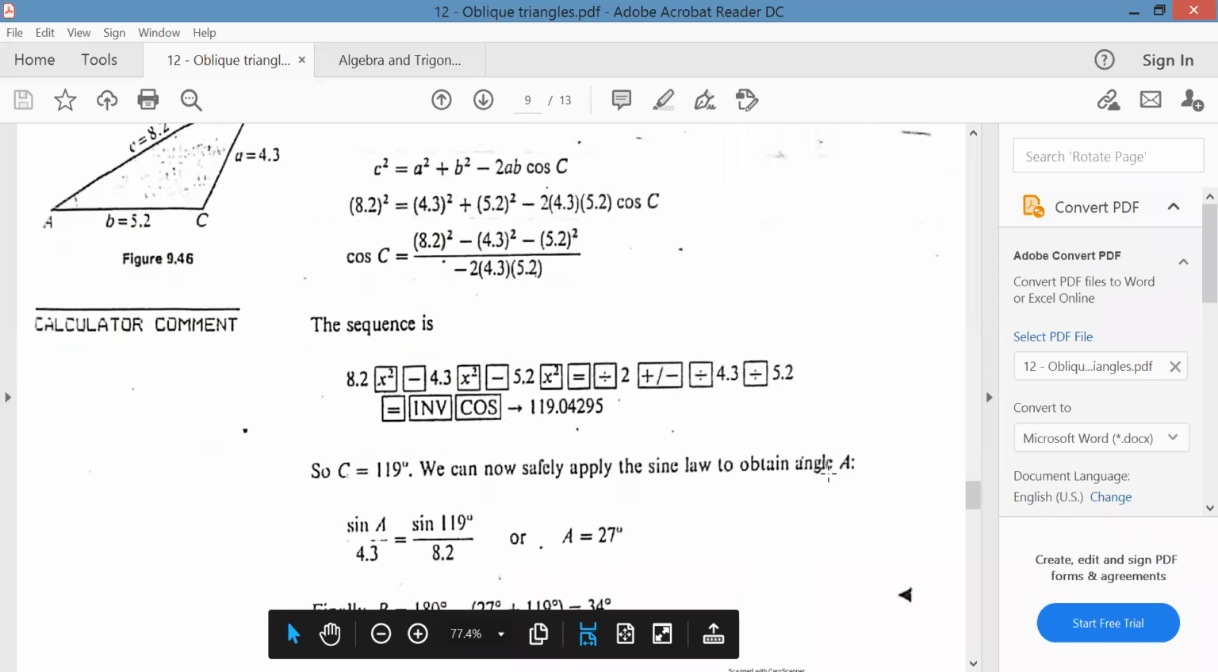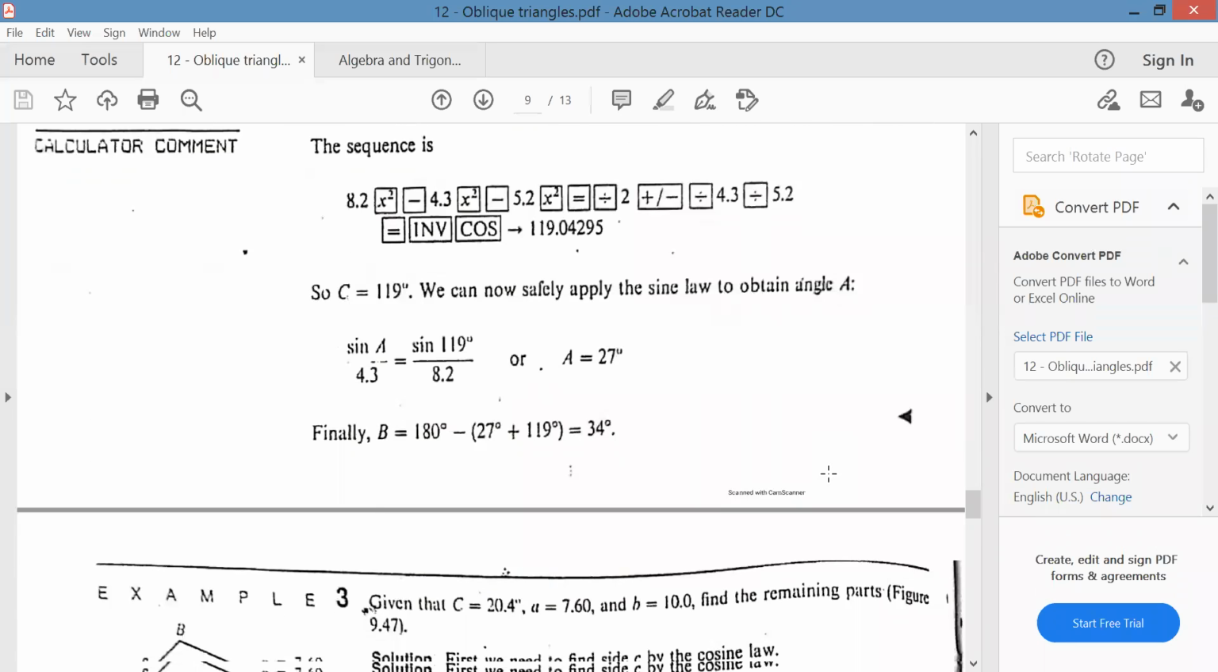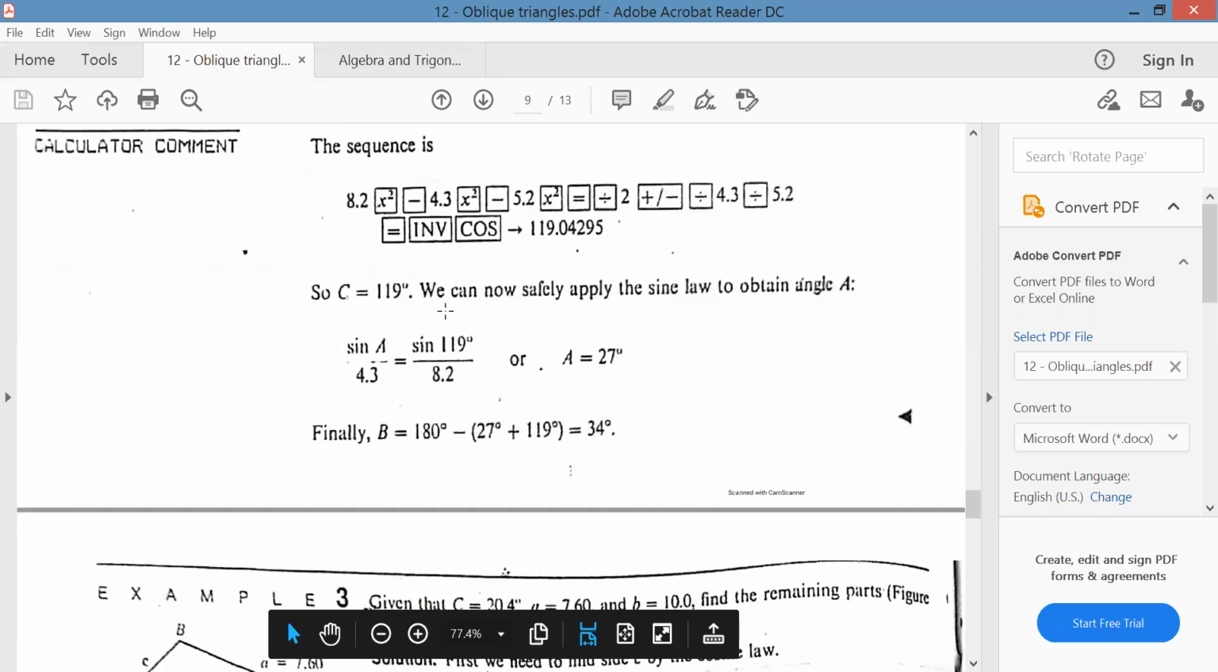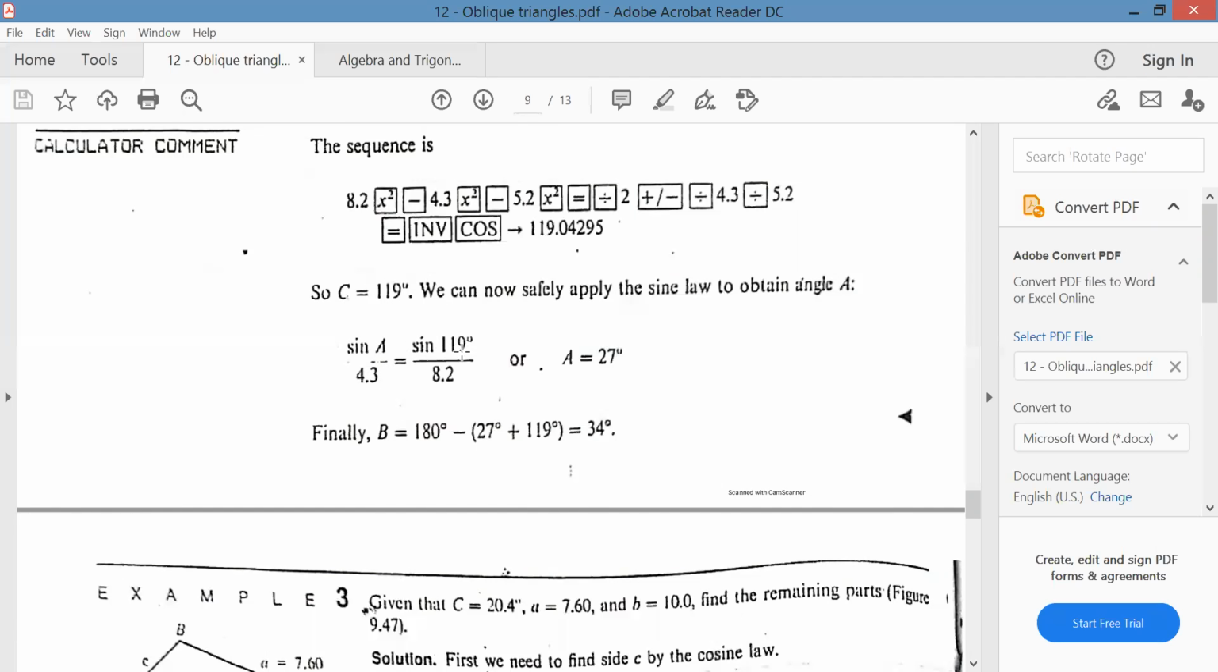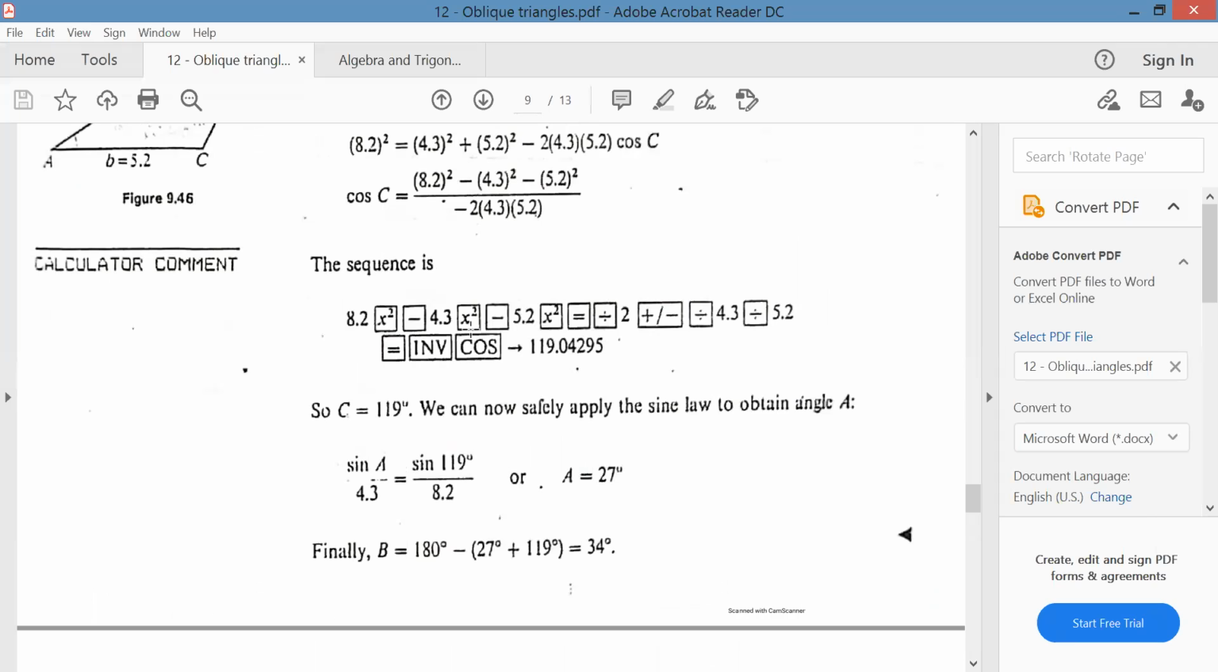This relation was given to you in the beginning of this lecture. Insert the values. Sine A as it is, leave it. The value of a is 4.3. Substitute, equal to, which relation are we using? Sine C upon c. This is sine C that you have calculated, the angle C as 119 degrees. So sine C upon c. This is the value of c.